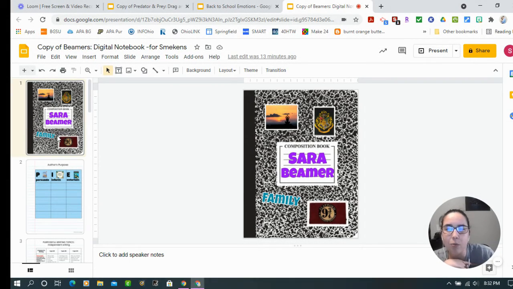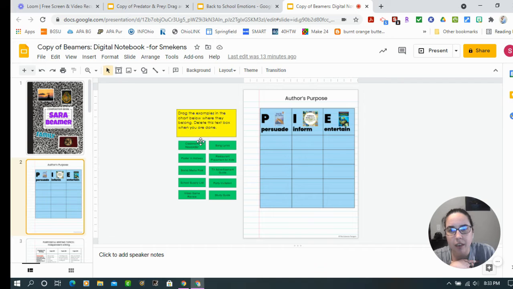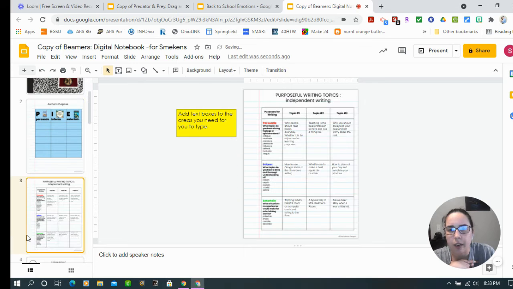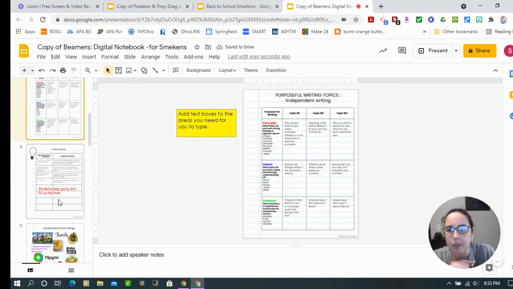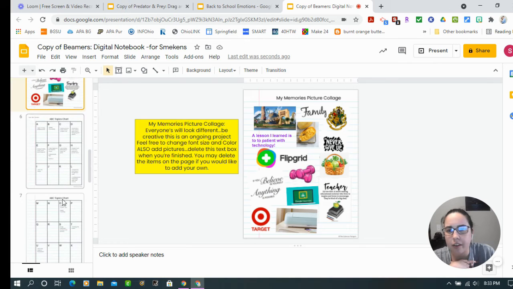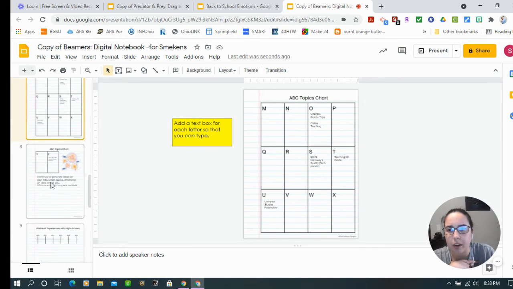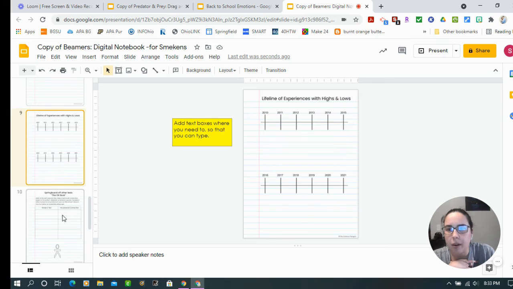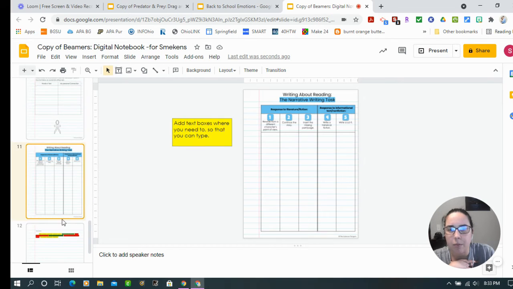So this is their writer's notebook. We started a digital one at the beginning of the year because, again, we were fully remote. So there were some activities in here where students can click and drag. There's some where they were writing, brainstorming ideas and what they could write. They were creating a collage. Again, just a way to get their brains thinking about writing topics and getting them ready.